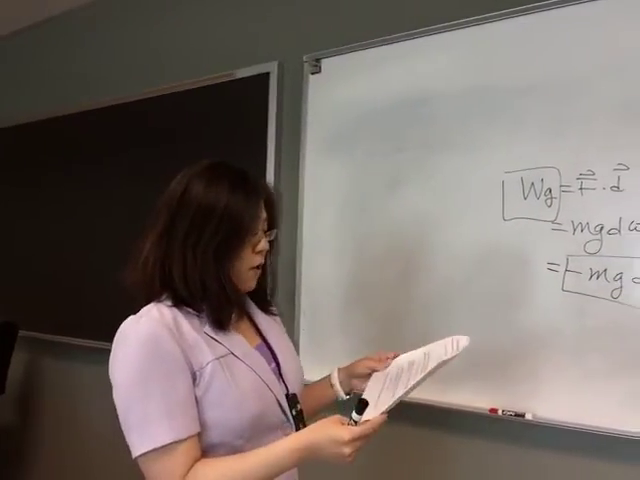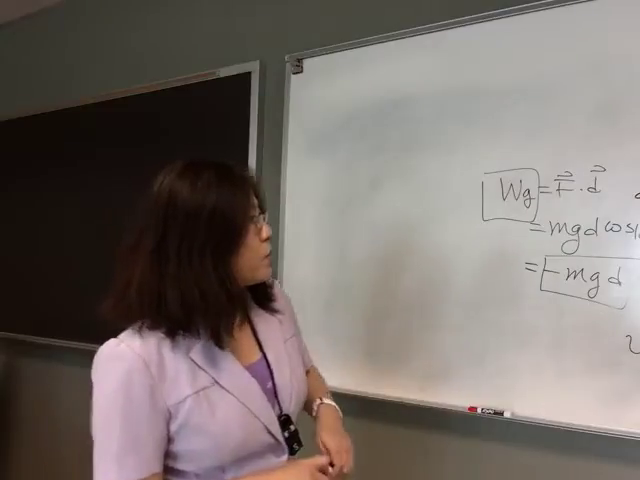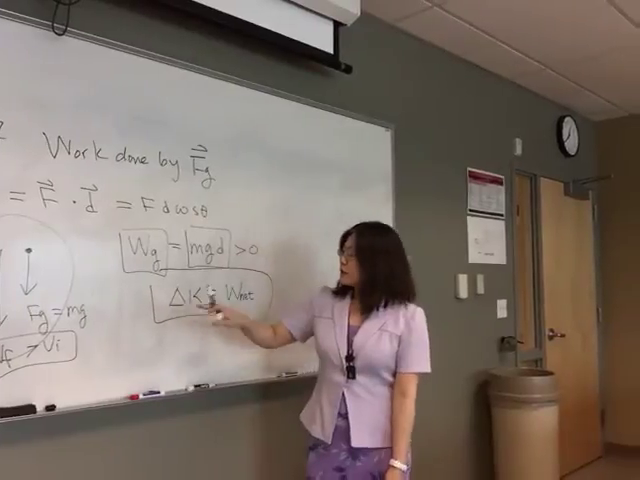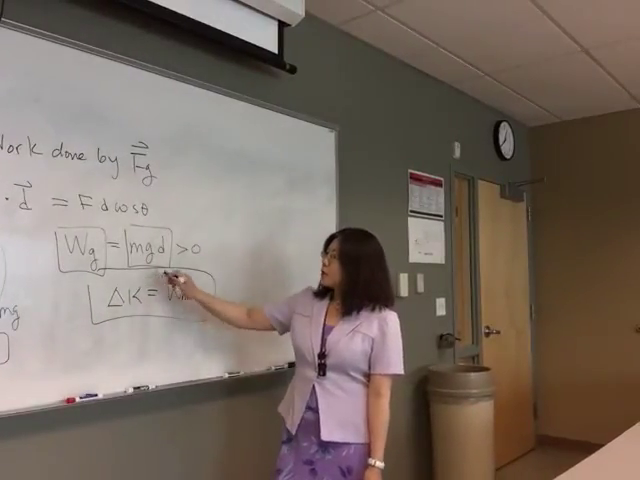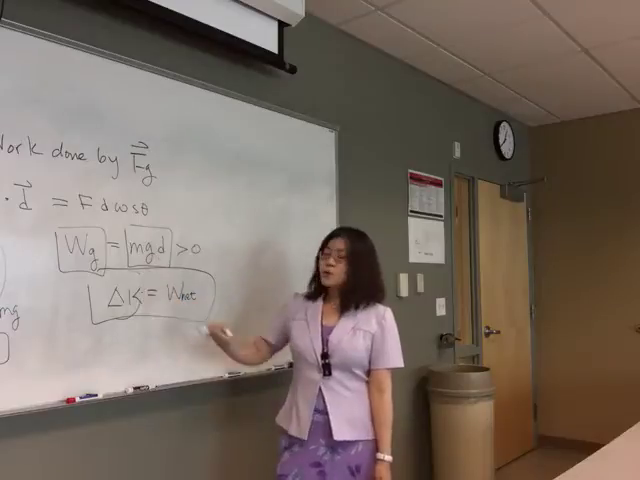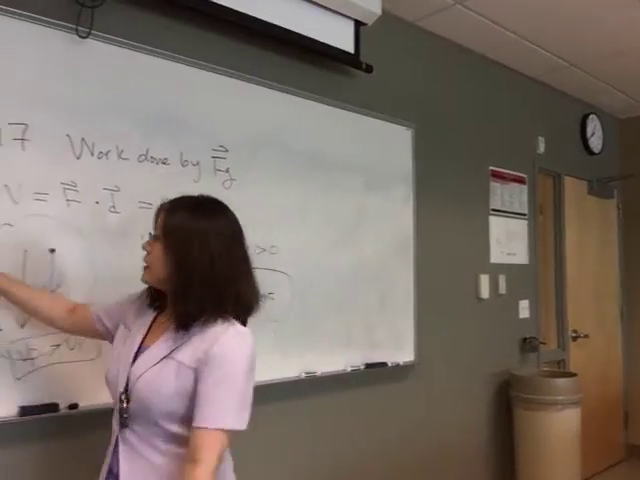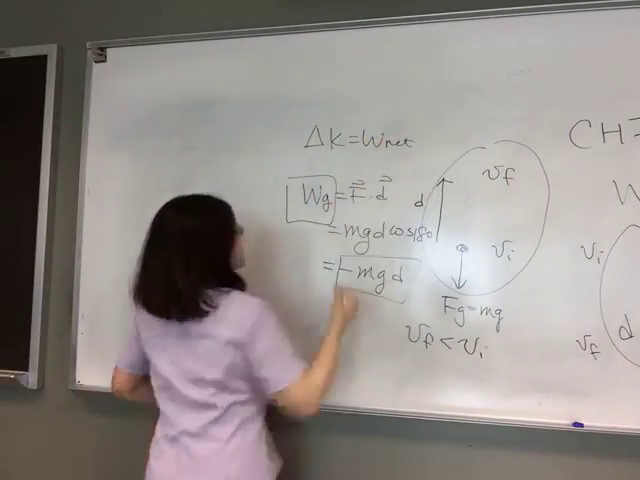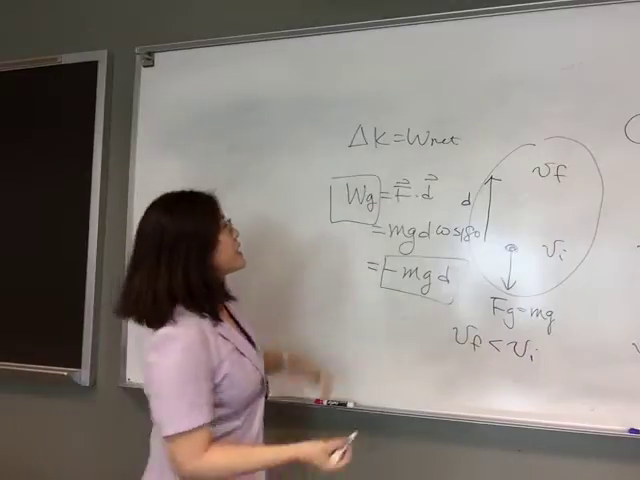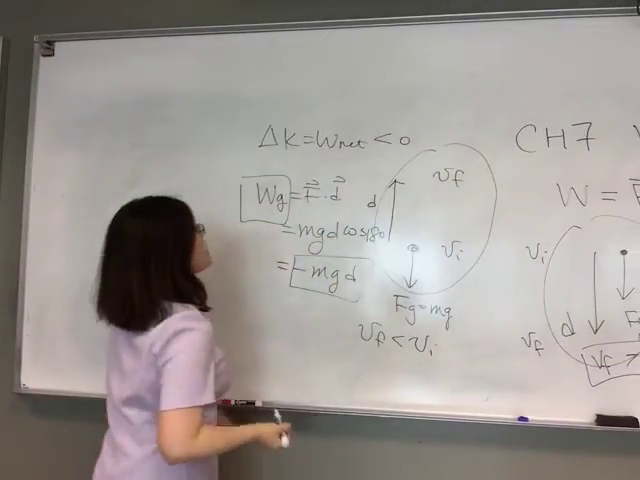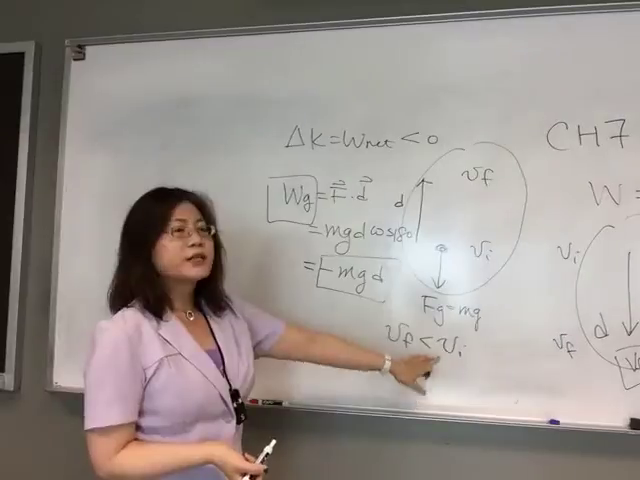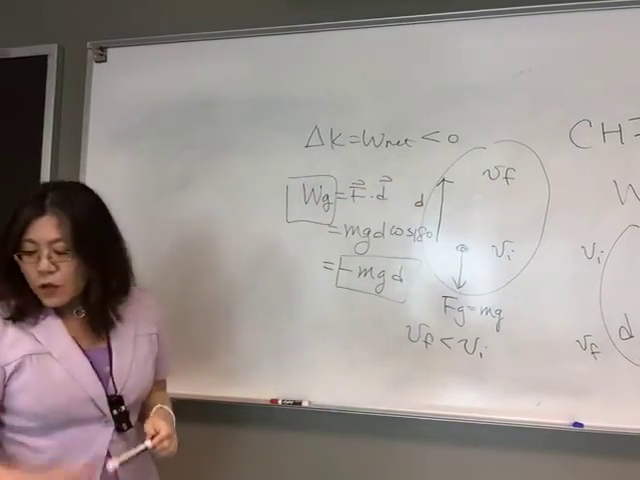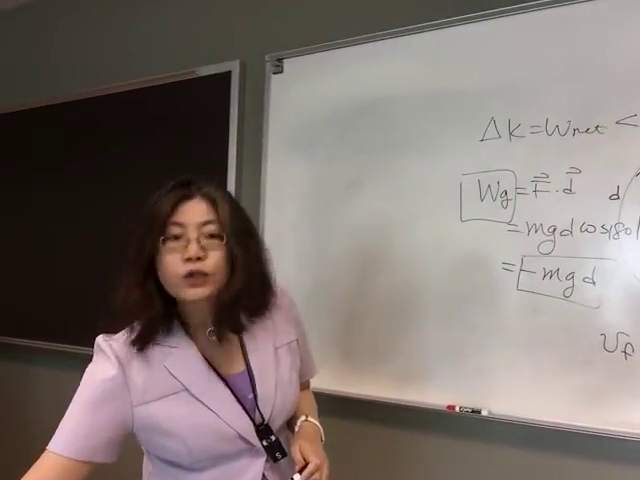Okay, so those are the important consequences. And again, based on the work kinetic energy theorem, we know that when this is positive, then delta K increases. That we know. And in this picture, delta K is equal to the net work, where in this case your net work is less than zero. When it's less than zero, you know that the final velocity has to be less than the initial velocity because delta K is less than zero. Okay. So that is that. Any questions so far?